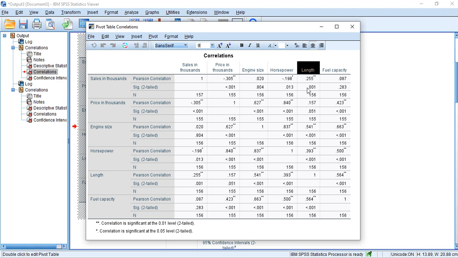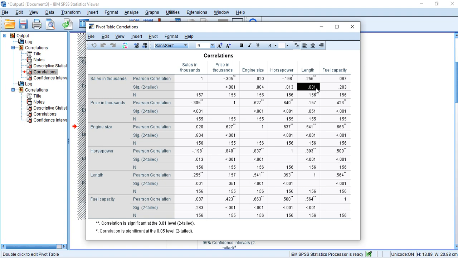So still on the length, it has a moderate positive relationship of 0.255, and there is a significance value which is less than 0.001, which is less than 0.01. So still here there is a relationship between sales in thousands and length.